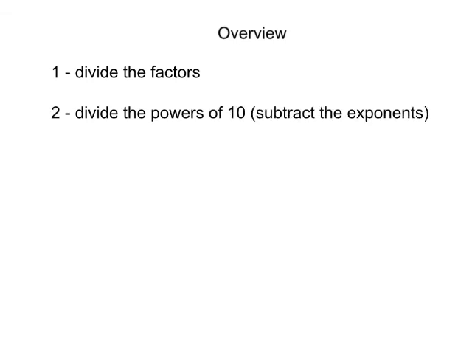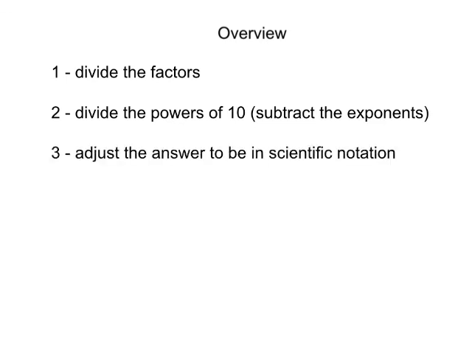So overall, dividing scientific notation is actually pretty easy. We have 3 basic steps. 1, we divide the factors. They're just numbers and we can divide numbers. Number 2, we divide the powers of 10, which means we subtract the exponents. Remember, when you're subtracting a negative, it's like you're adding a positive. And on number 3, we adjust the answer to be in scientific notation.